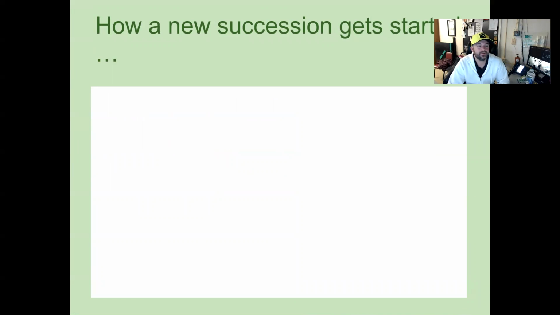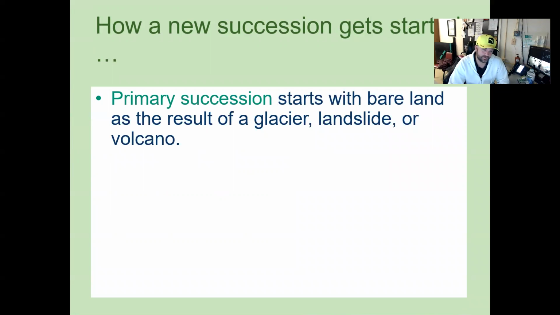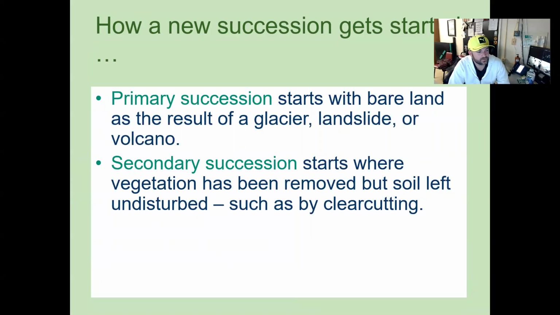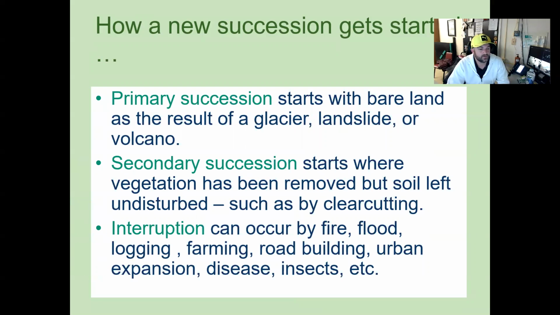So how a new succession gets started. Primary succession starts with barrenland as the result of a glacier, landslide, or volcano. Secondary succession starts where vegetation has been removed but soil left undisturbed, such as by clear cutting. And interruption can occur by fire, flood, logging, farming, road building, basically anything that's going to disturb the land to a higher extent and have to restart that succession process.